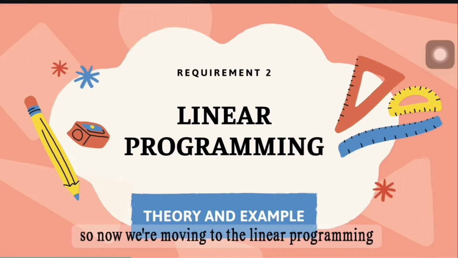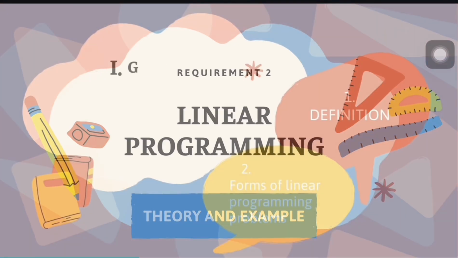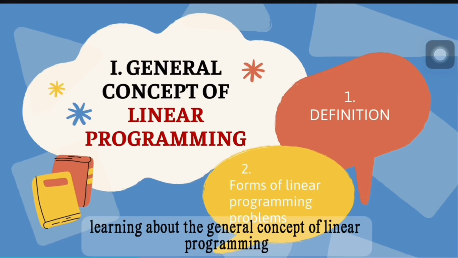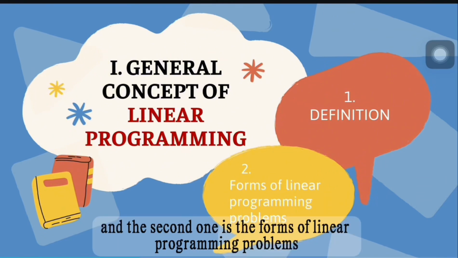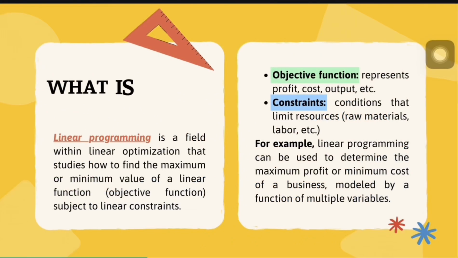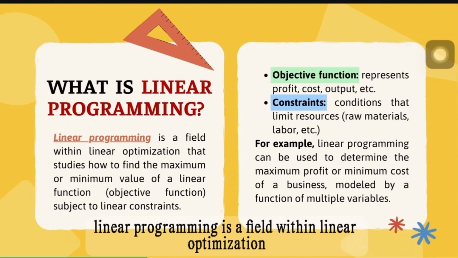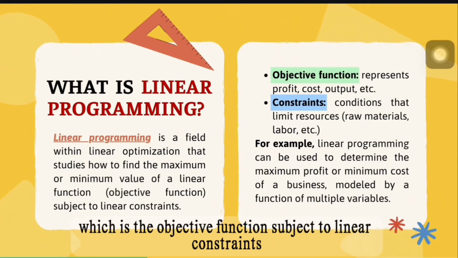So now we're moving to linear programming, which is an important optimization method. For the first part, we will be learning about the general concept of linear programming. The first one is the definition, and the second one is the forms of linear programming problems. For the definition, what is linear programming? Linear programming is a field within linear optimization that studies how to find the maximum or minimum value of a linear function, which is the objective function, subject to linear constraints.